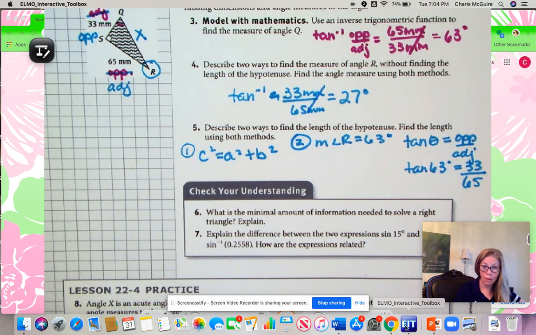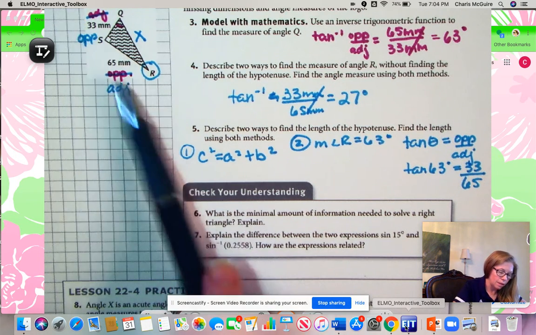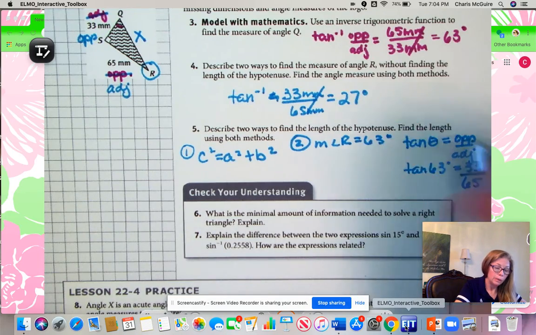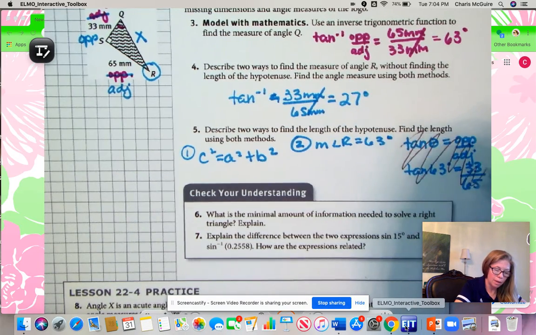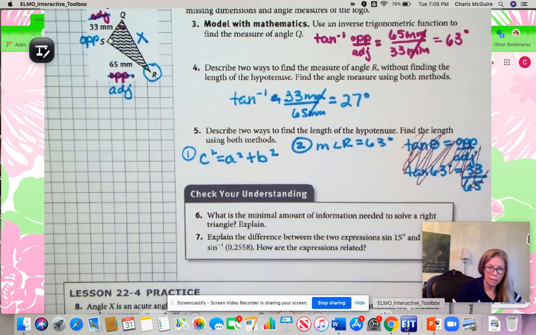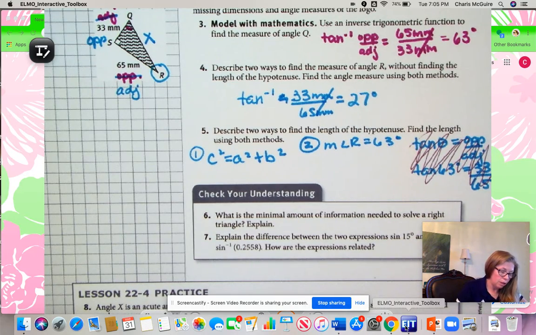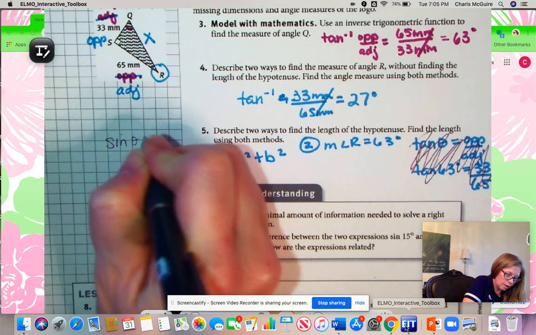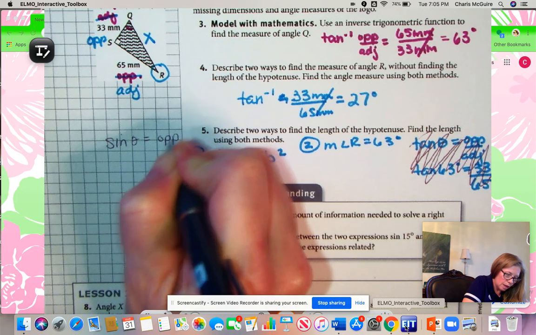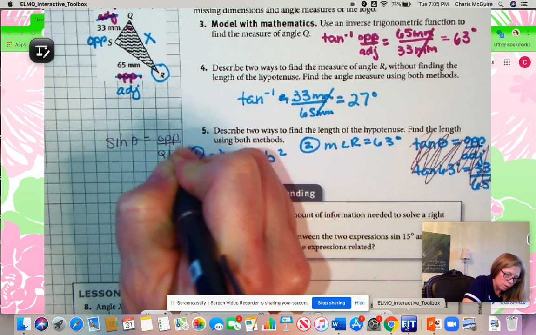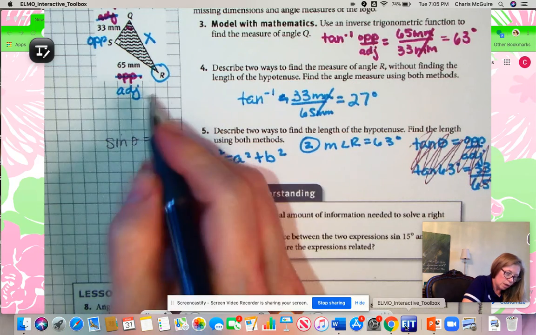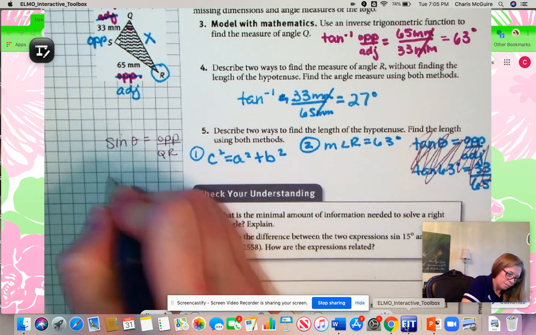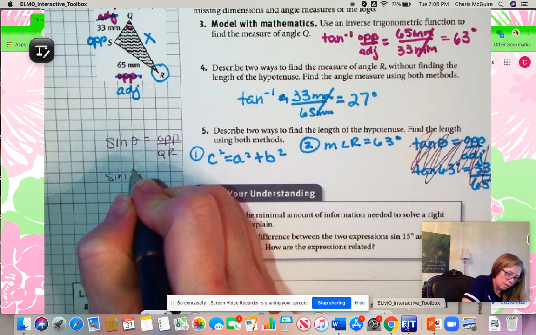Well, we could use cosine or we could use sine, couldn't we? Because we have both the opposite and the adjacent side. So I'm going to get rid of this. It's okay to make a mistake. It happens. I'm going to go ahead and use sine. Sine theta equals my opposite side over my hypotenuse, QR. So we're going to stick with angle R, sine of the 60.